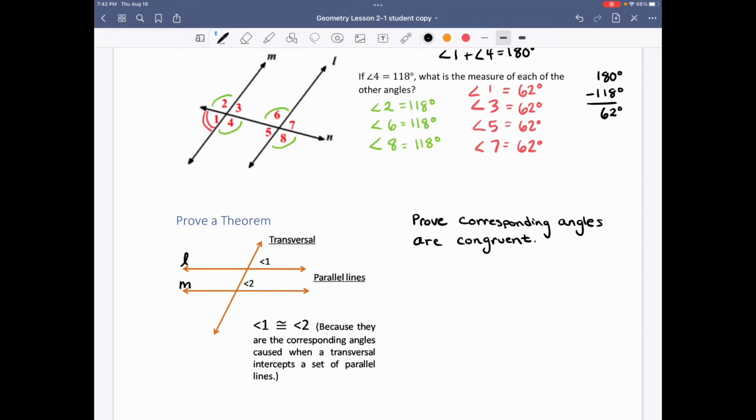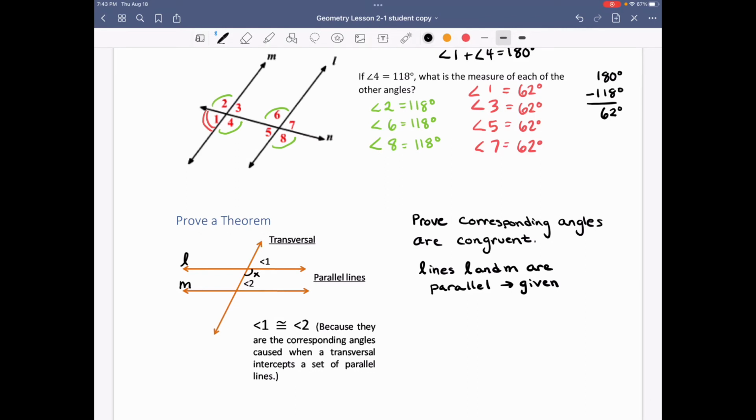So we start with lines L and M are parallel. And that is just given to us. Because in order for them to be corresponding angles, they have to be parallel lines cut by a transversal. So that's just given, and that is the reason. The next thing we want to do is label this angle here as X. Angle X.